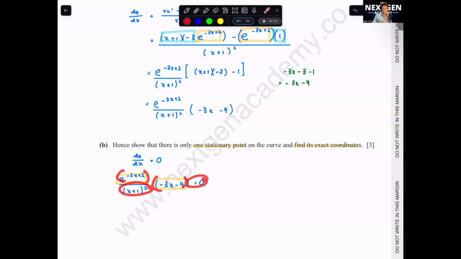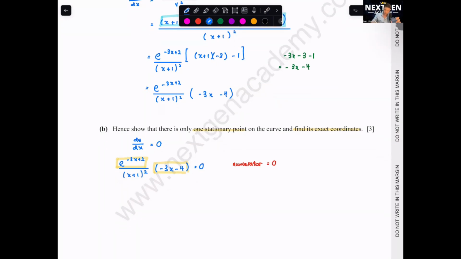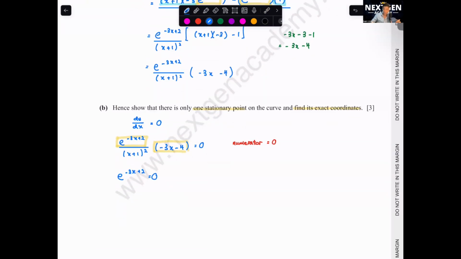Why can't we take the denominator? Because the denominator cannot be 0. You cannot divide by 0, you get a math error. So you only take the numerator equals to 0 when you solve any sort of fraction function like that. So we got these two: e to the power of negative 3x equals 0, and then the other factor, minus 3x minus 4 equals 0. For the exponential, there's no solution, because e to the power of negative 3x cannot be 0.